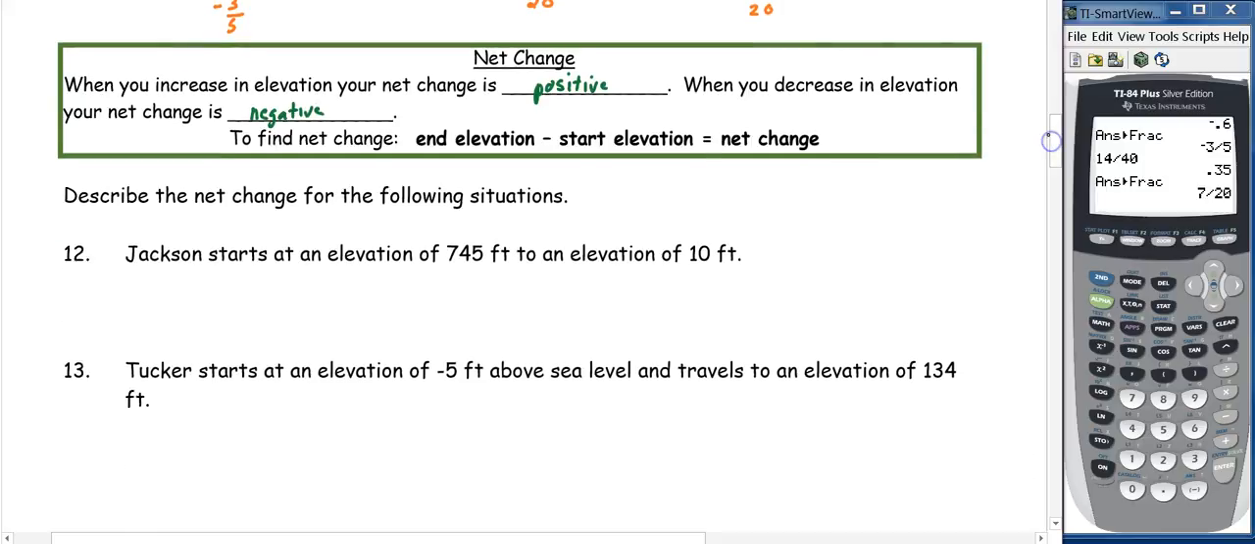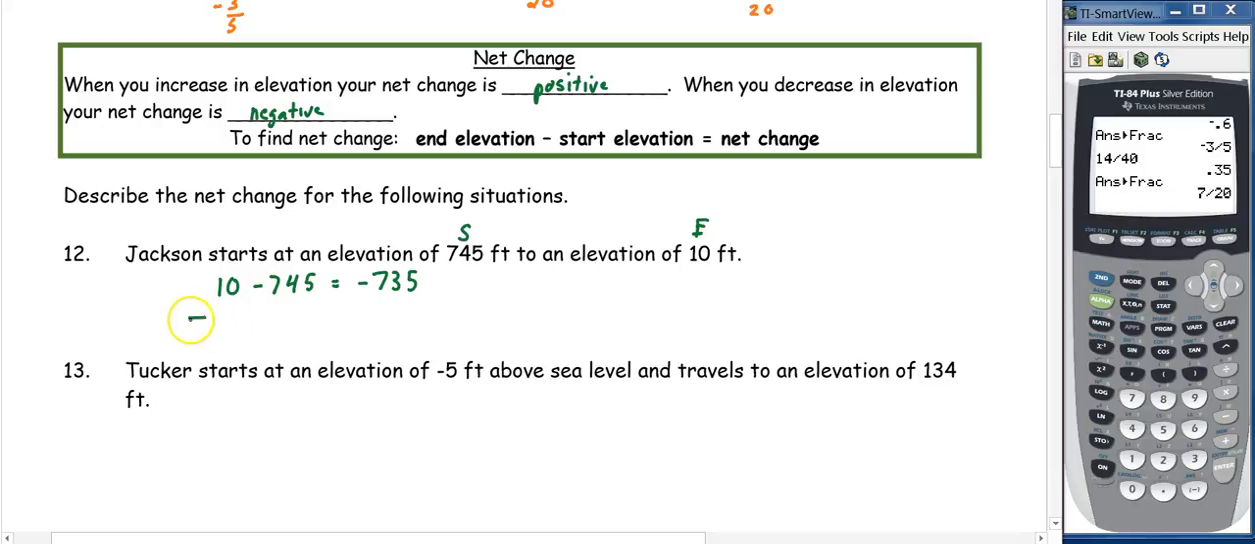So we're going to look at some situations and describe the net change. So number 12, Jackson starts at an elevation of 745 feet to an elevation of 10 feet. So he moved from a high point to a low point. So logically, we should know we're probably going to get a negative net change. So this is my start, this is my end. So I'm going to do ending elevation minus starting elevation, and I get negative 735.